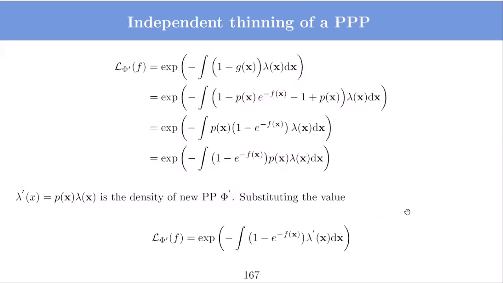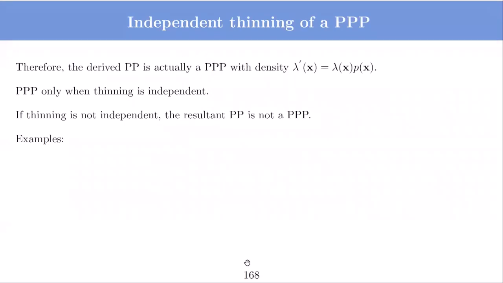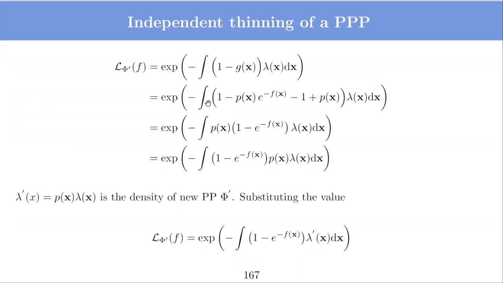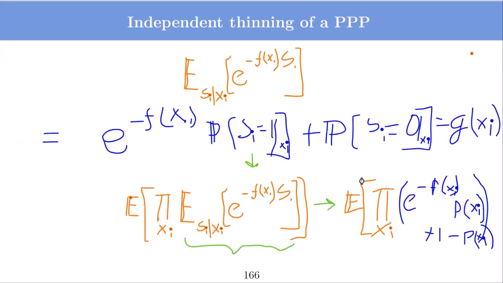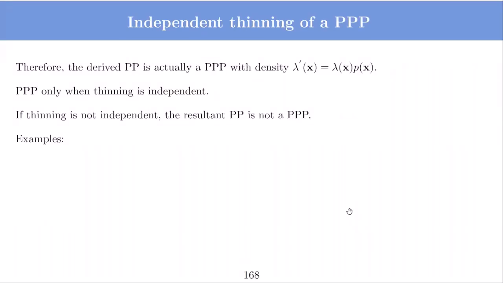In fact, the PPP with this density will have the same Laplace functional. So the derived point process, which comes after thinning, is nothing but a PPP with density lambda dash(x). Notice that it is very crucial that the thinning is independent. Otherwise, you will not be able to take the products here, and then the resultant point process will no longer be a Poisson process.